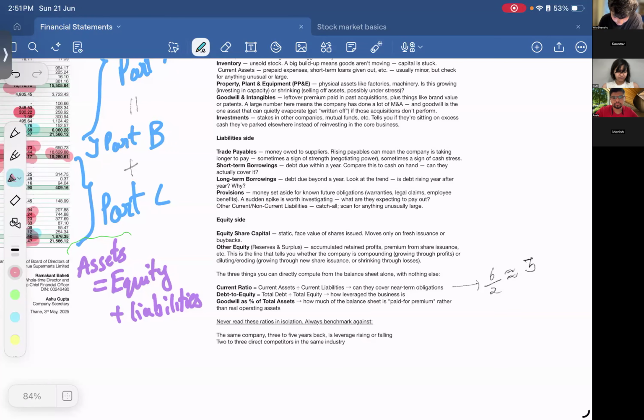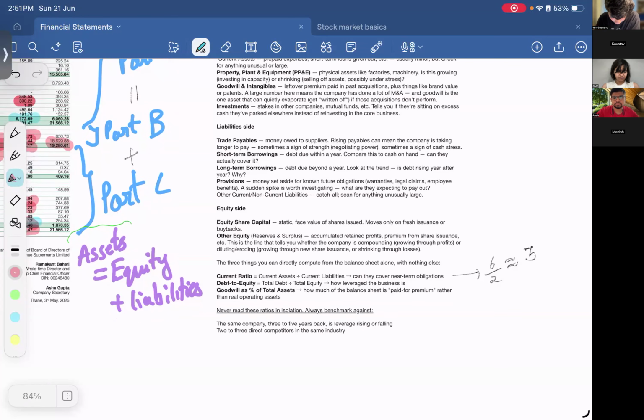Current ratio. Current ratio was spoken about, debt to equity, goodwill as a percentage. We've also never read these ratios in isolation. Always benchmark against the same company, 3 to 5 years.